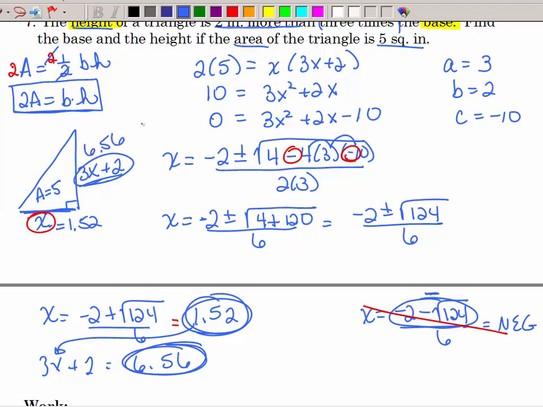You actually could check that on the calculator if you multiplied those two together, base times height, and divided by 2, took half of it. It should be really close to 5. Remember, it's not going to be exactly 5 because we did round in the decimals.